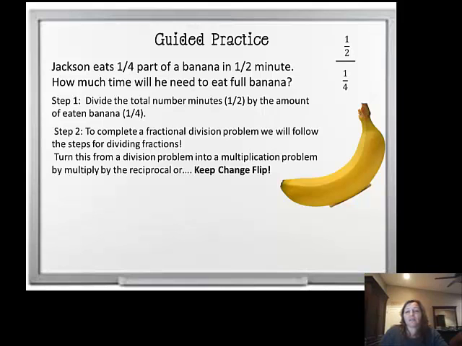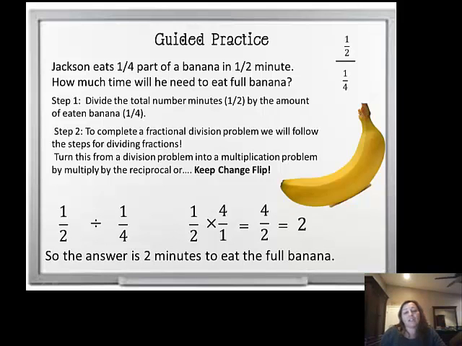So I wrote it here as a complex fraction. And then I'm just going to complete this fractional division problem by following the steps for dividing fractions. I'm going to turn this from a division problem, 1/2 divided by 1/4, into a multiplication problem by multiplying by the reciprocal, or doing the keep, change, flip. And when I do that, I multiply straight across. 1 times 4 is 4, and 2 times 1 is 2. So we wind up with 4 over 2, which equals 2. So it is going to take 2 minutes for Jackson to eat the entire banana at the rate of 1/4 banana for half a minute.